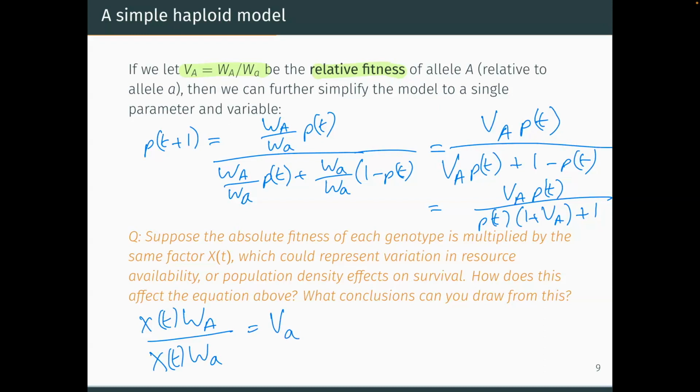It's kind of like a quite profound thing. It means that we don't have to worry about mapping all of those environmental effects. We only have to care about their relative fitness here.